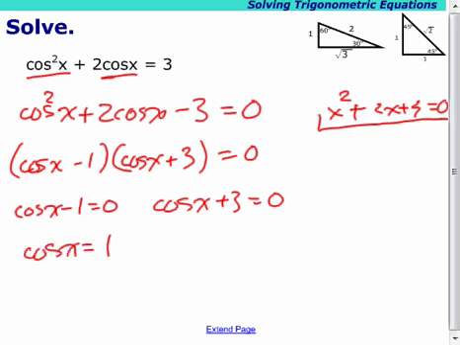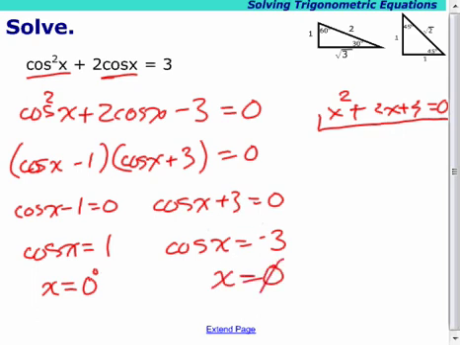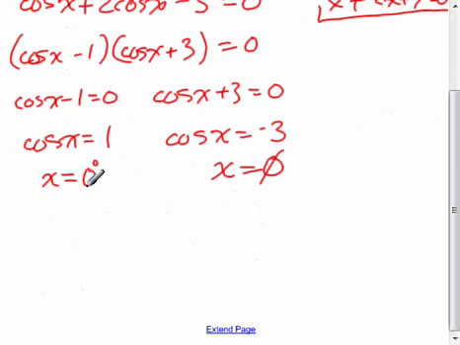Move sides, so cos x is equal to 1, or cos x is equal to negative 3. I can do this on my calculator, and I find that x, in this case, would be equal to 0 degrees, which is a reference angle. In the other one, when I try this on my calculator, I come up with error or undefined. And so from this factor, I'm not going to get any more solutions. But let's explore this one, because this is a reference angle.